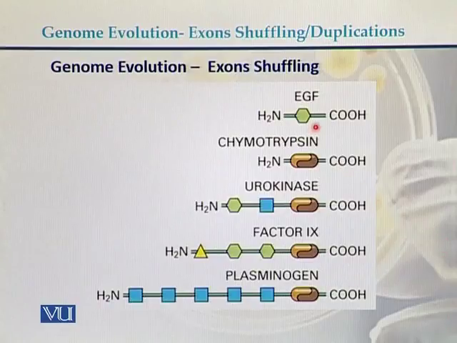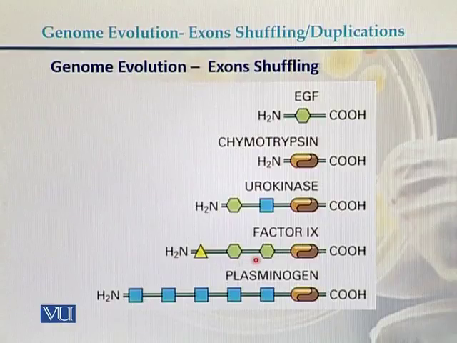This is the protein EGF, another protein is urokinase, another is factor 9, and another is plasminogen. In case of EGF, we can see here is a protein domain. This protein domain is present also in urokinase. There is another protein domain. But in case of factor 9, this protein domain is double. So in factor 9, there are two similar protein domains.